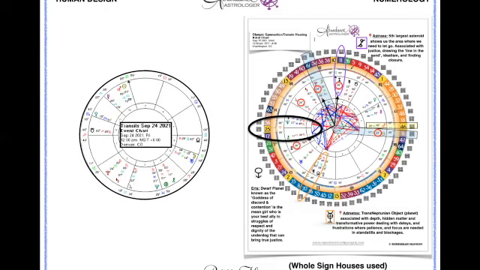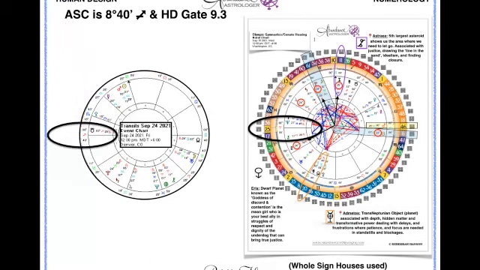The chart on the left is for the transits of September the 24th at 12:30 in the afternoon. And so you will notice that the ascendant is 8 degrees 40 minutes of Sagittarius. That corresponds with gate 9, line 3.